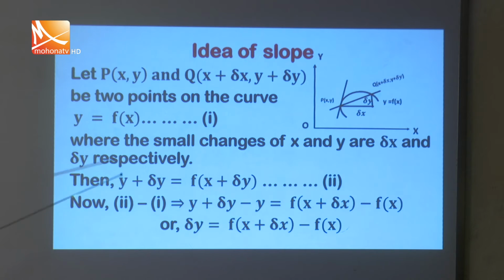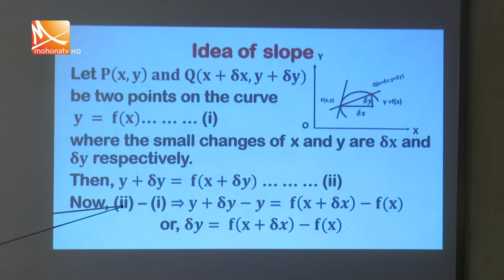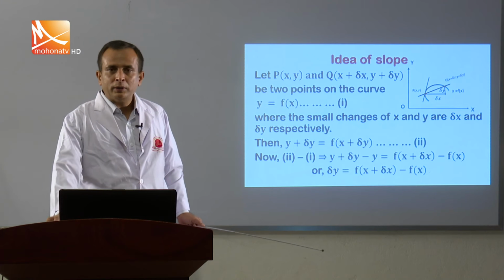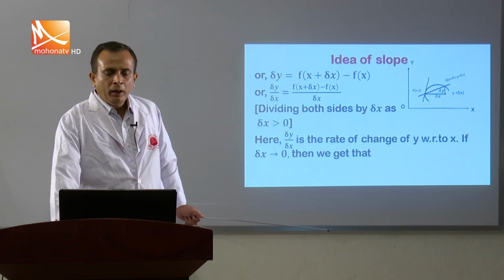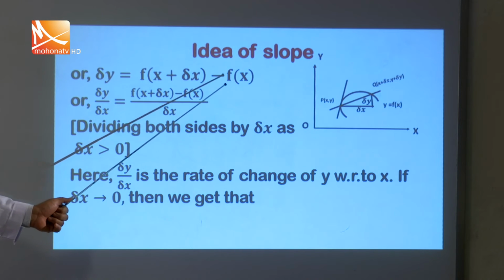Then y + Δy = f(x + Δx). This is relation number 2. Now 2 minus 1 implies, in the left-hand side, y + Δy − y equals f(x + Δx) − f(x). You just see that in the left-hand side this +y and this −y will vanish, so only Δy remains. In the right-hand side, f(x + Δx) − f(x). Okay, we are going to the next slide. Or Δy = f(x + Δx) − f(x).